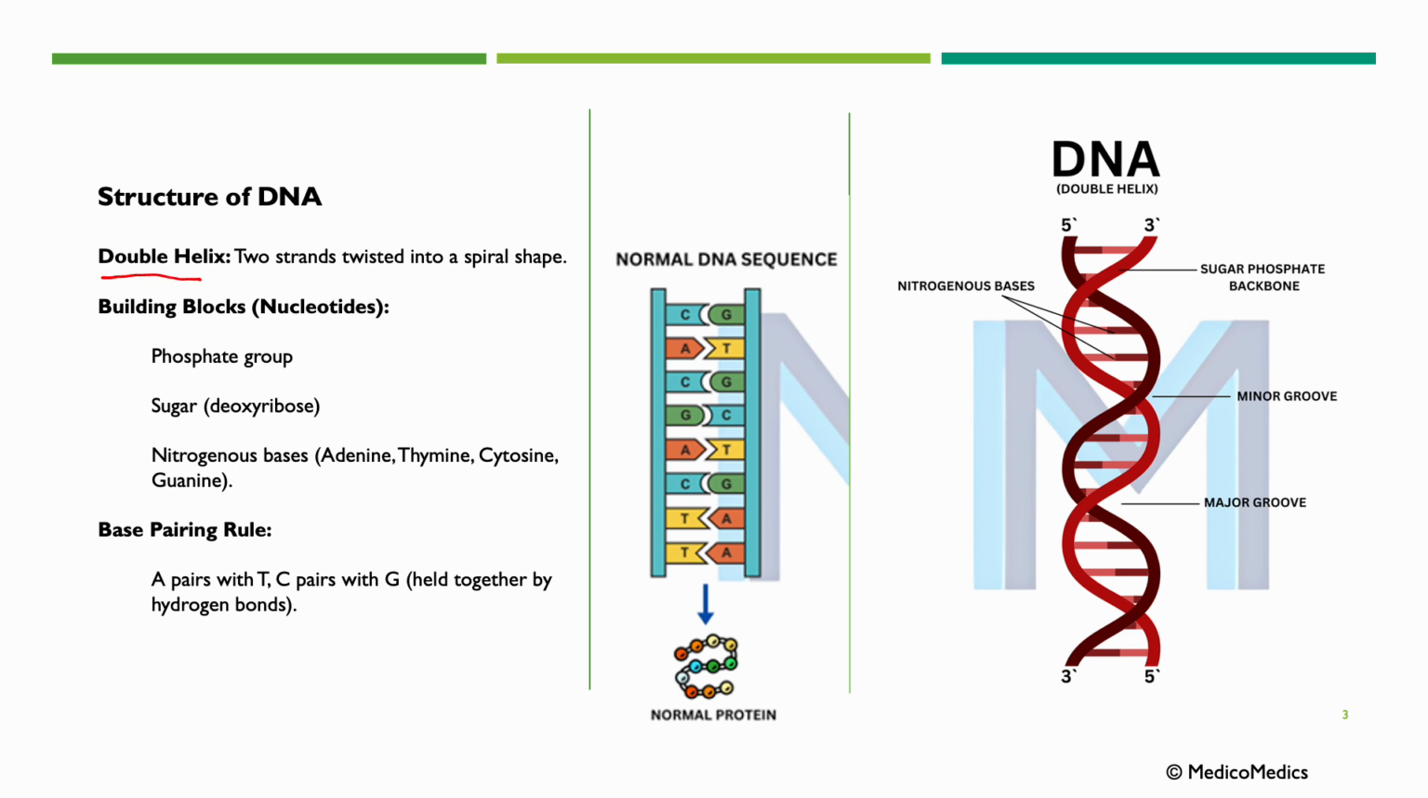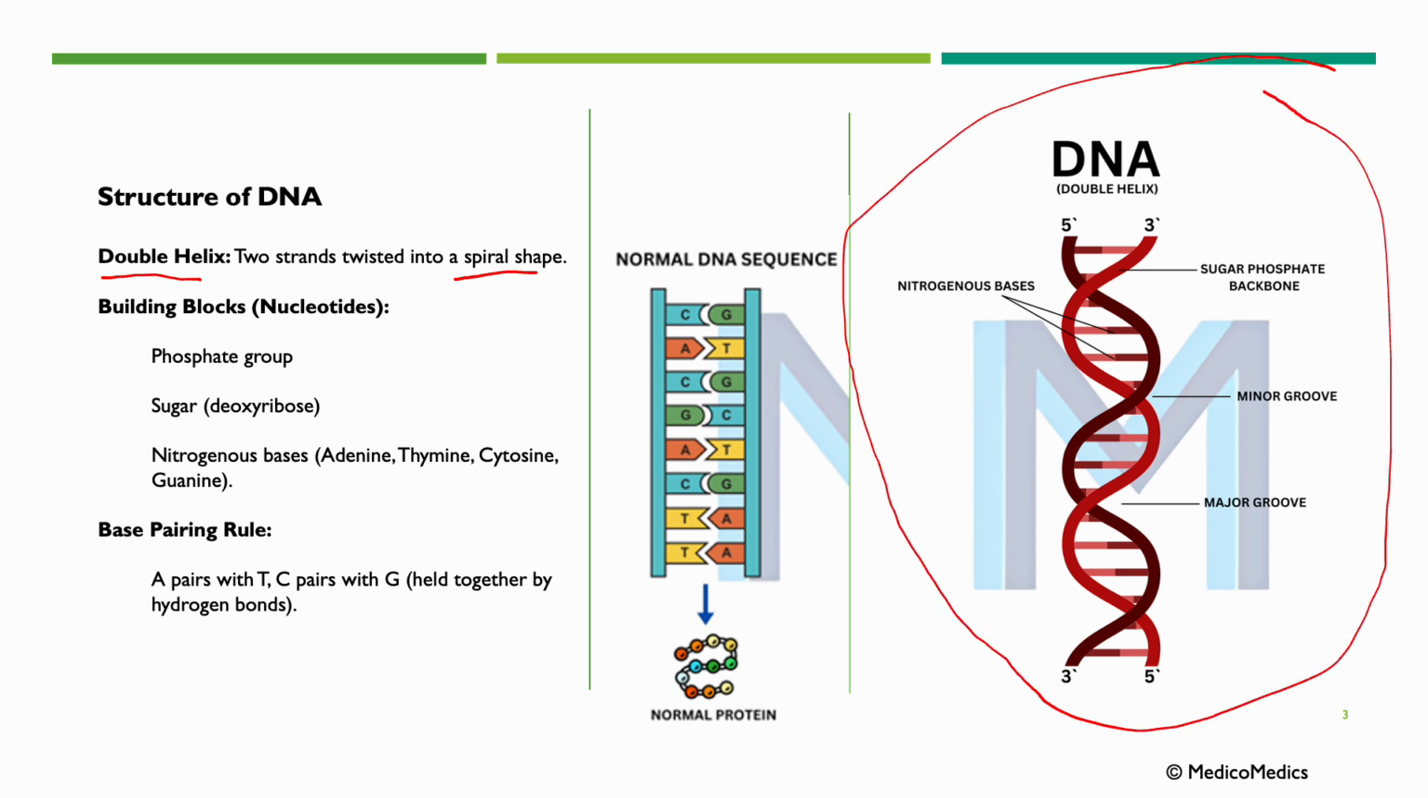It is made of a double helix, so two strands twisted into spiral shape. You can see that clearly in this illustration. So we have one here and the other one here. Now, what are the building blocks? Well, we call them nucleotides.